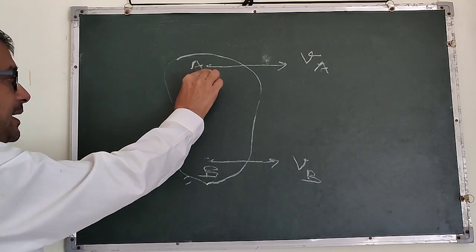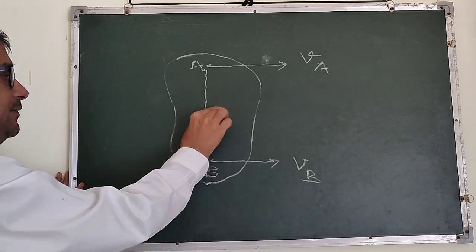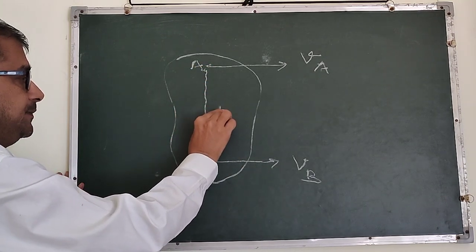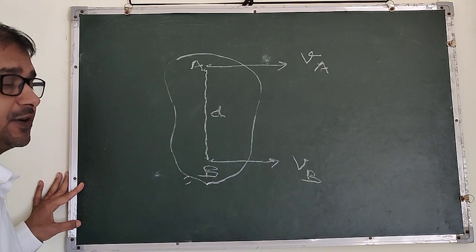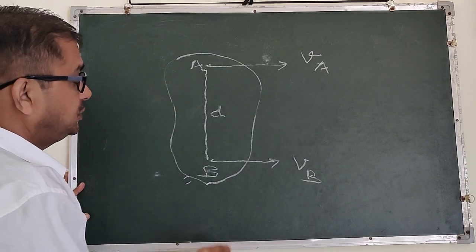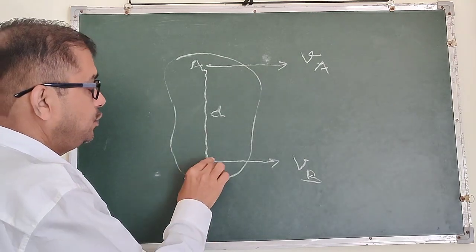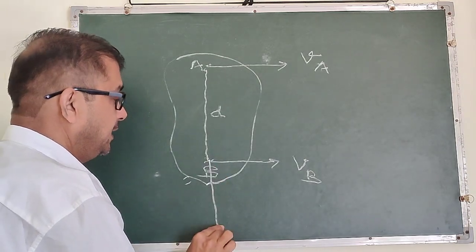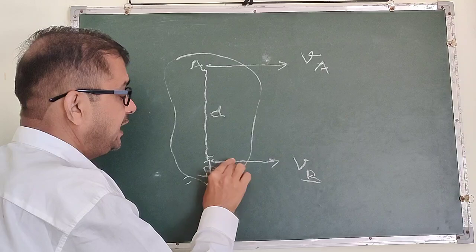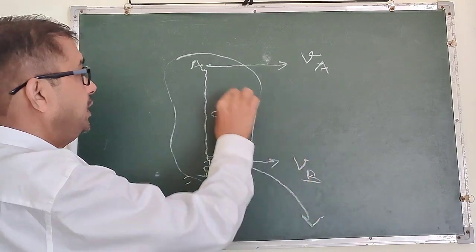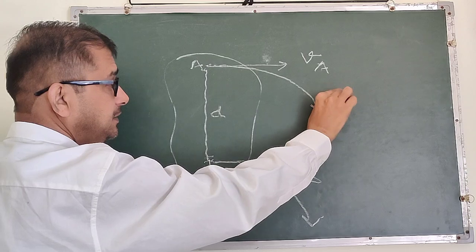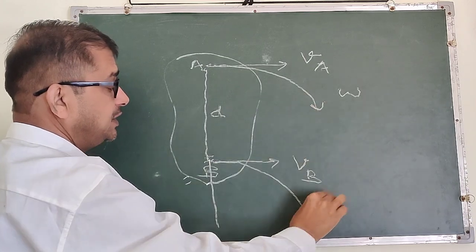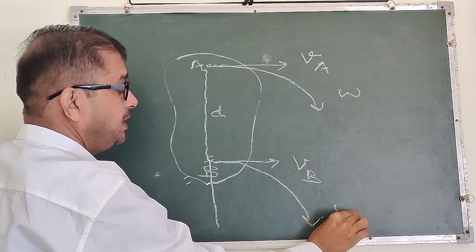Suppose the gap between them is d, and this d will remain fixed, no change. It means with respect to B, A is in circular motion. For circular motion, in this case we have to draw a line. This point is rotating like this and this point is rotating like this. Both will complete their one rotation in the same time period, therefore omega will be the same.